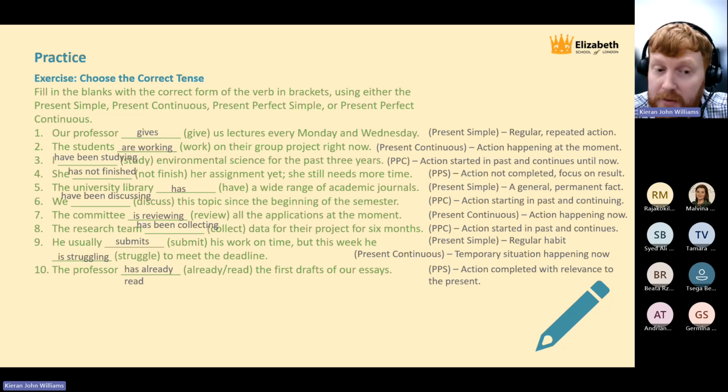Okay, for 6 months in number 8. So what's the answer? Past continuous. Well, again, we're talking about how long, so has been collecting. Yeah. So again, we're emphasizing how long something has happened, so present perfect continuous.